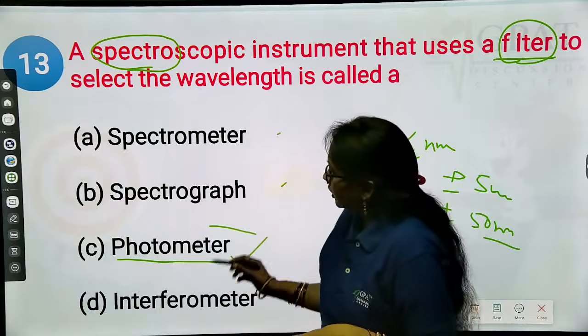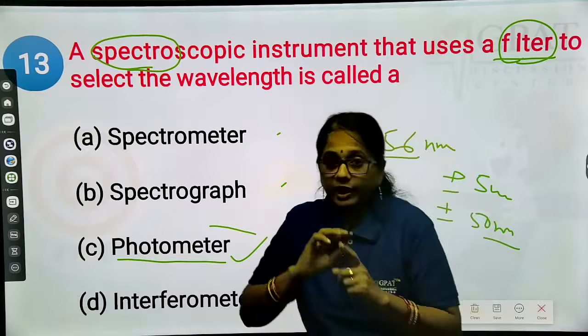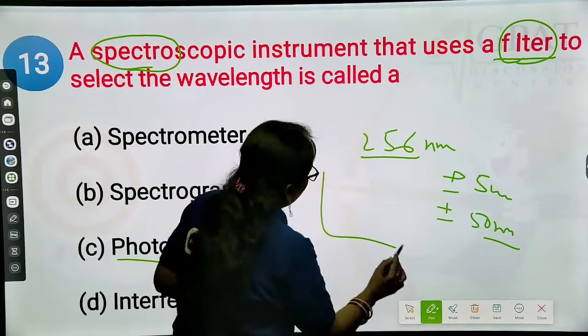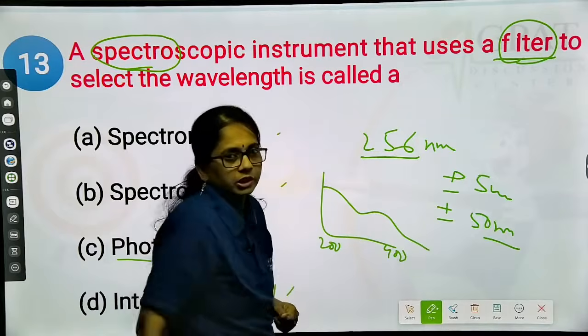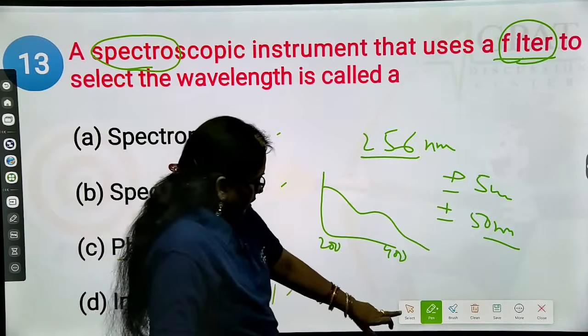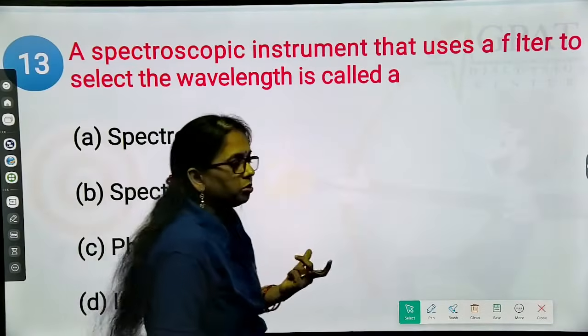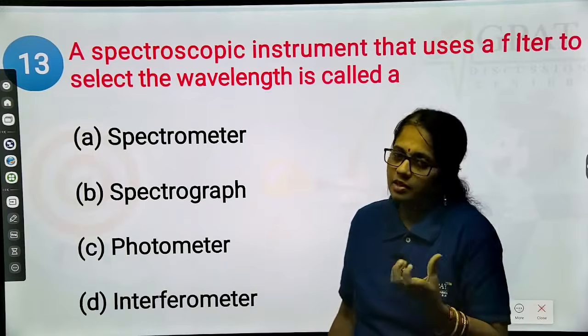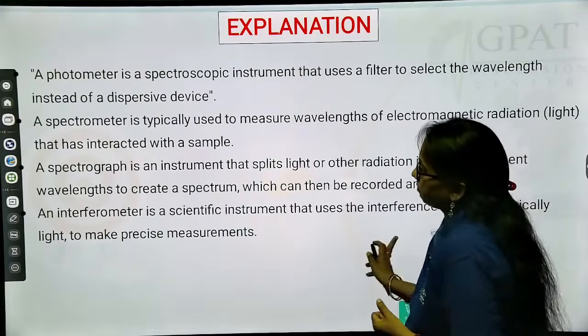But in case of the spectrophotometers and interferometers, we are going to get the entire spectra. That means from 200 to 400 nanometers, the entire spectra we are going to get. In those cases we require the monochromators, but if we use filters, it is just a simple photometer. So, option C is the right answer here.